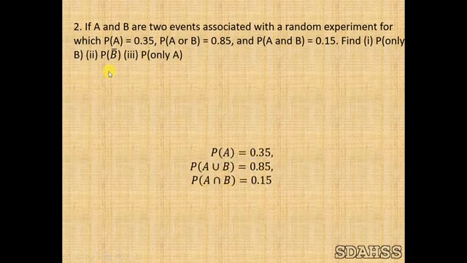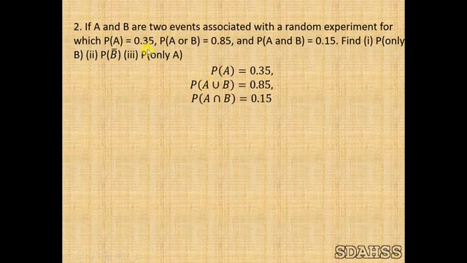If A and B are two events associated with a random experiment for which P of A is equal to 0.35, P of A or B is equal to 0.85, and P of A and B is equal to 0.15. Find subdivision 1 P of only A, subdivision 2 P of B bar, subdivision 3 P of only A.